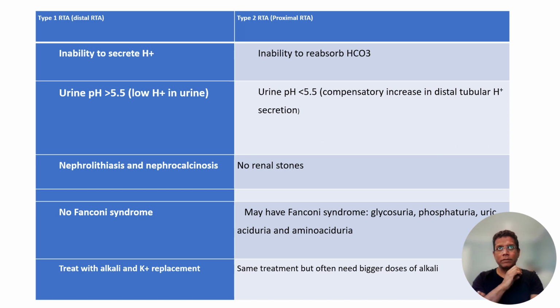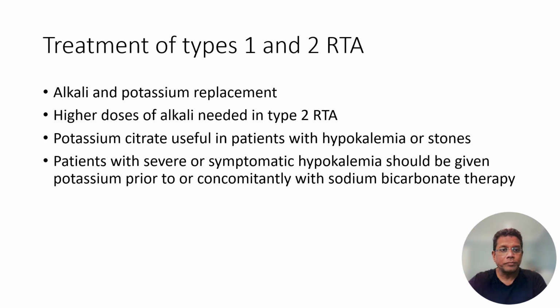That's the first thing. And the second thing is, when you treat them with sodium bicarbonate, they filter it out, so more sodium goes out in the urine. And as we said, the most distal part of the tubule, the collecting duct cells, will try to reabsorb that sodium, but in the process they will lose potassium. So when you treat people with proximal RTA, A, you need a bigger dose of alkali. B, they are more prone to develop hypokalemia as you treat them. So you have to replace potassium pretty aggressively.